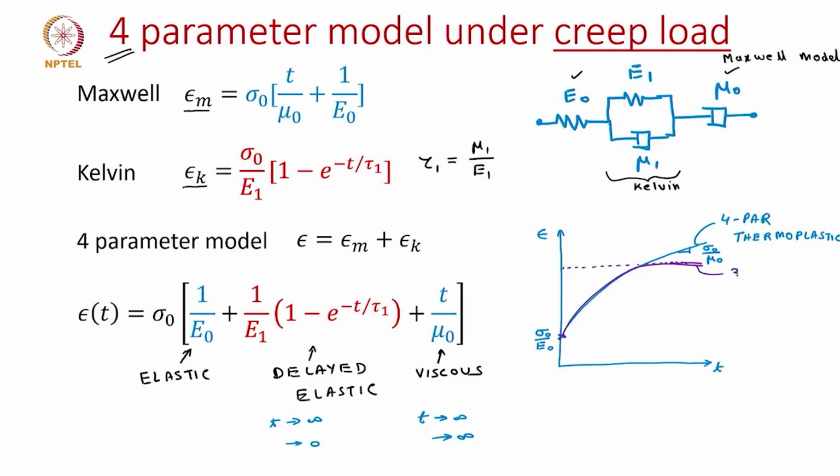Again, if I ask the same question, which plastic does the 3 parameter model represent well? Is it the thermoset or the thermoplast? The answer is thermoset, because of the crosslinks, even if we give long times, the crosslinks have a limit until which they can stretch, after that it stops there. So, this 3 parameter model is good for thermosets.